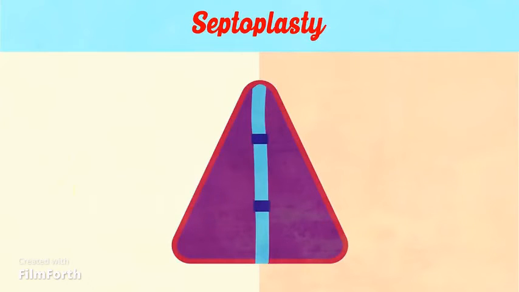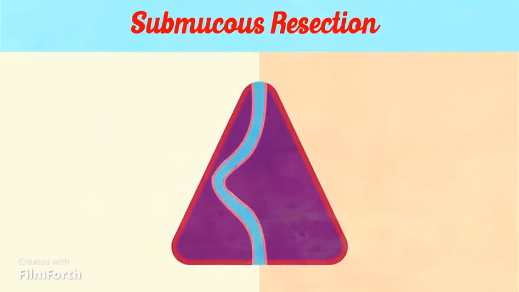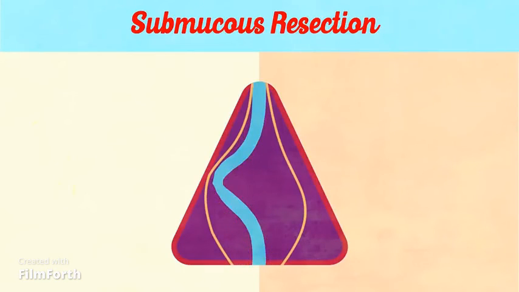A more radical form of this operation is submucous resection, in which mucoperichondrial and mucoperiosteal flaps overlying one side of the septum are lifted. Most of the septum is removed and flaps repositioned.